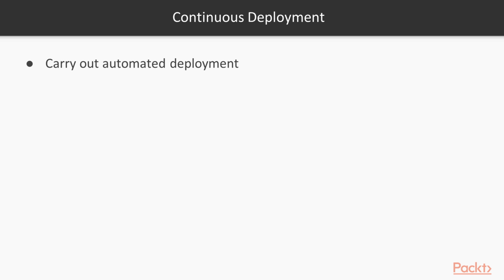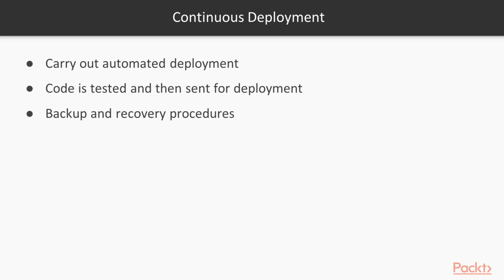Next, we have the concept of continuous deployment. So here we carry out an automated deployment of the artifacts onto different infrastructure components. Here the code is tested and sent for deployment. One of the most important aspects is to ensure that you have both backup and recovery procedures in place. Since you are doing an automated deployment, there are a lot of things that can go wrong. Hence, it is very important to have your backup and recovery procedures in place.